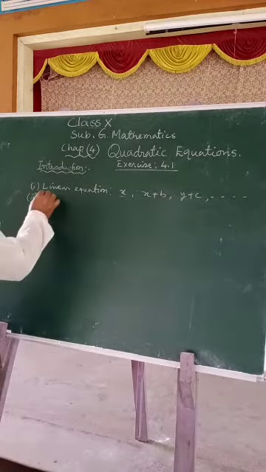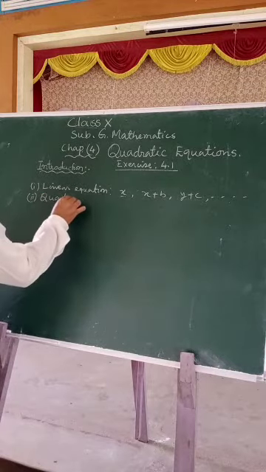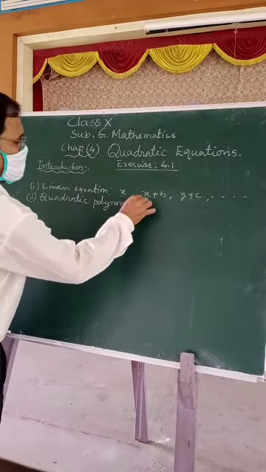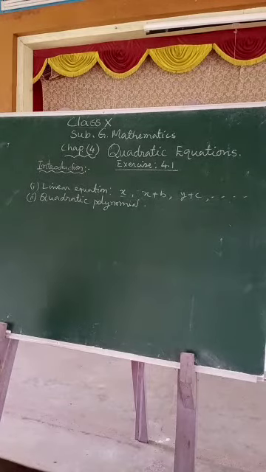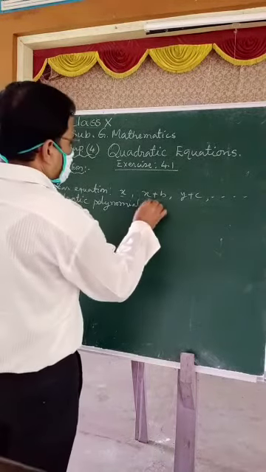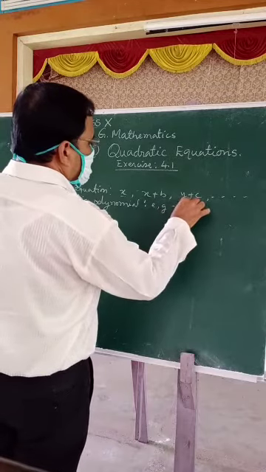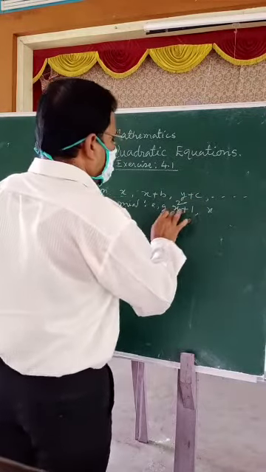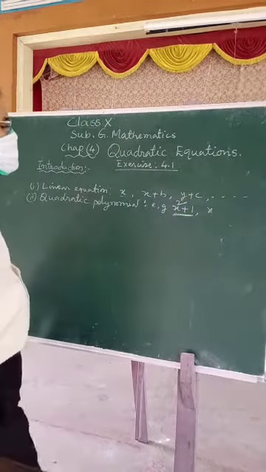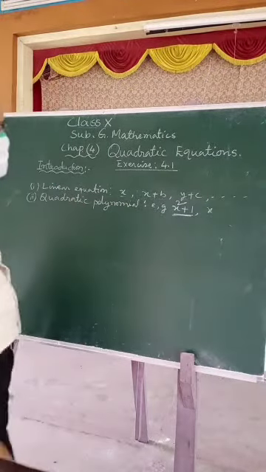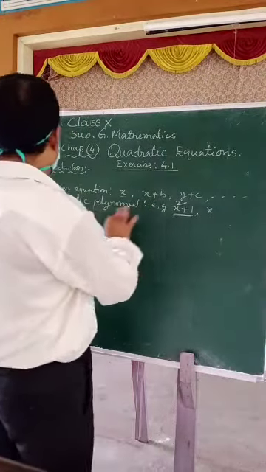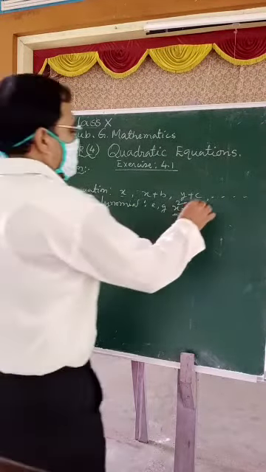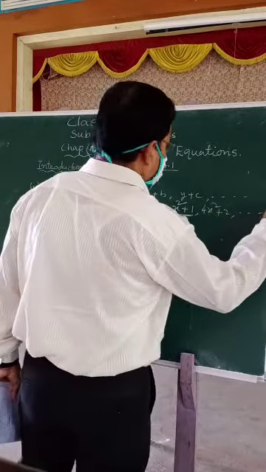Number 2, quadratic polynomial. For example, x square plus 1. The degree of this polynomial is 2, the highest degree of the variable is 2. When the highest degree of a polynomial is 2, it becomes a quadratic polynomial, like 4x square plus 2.